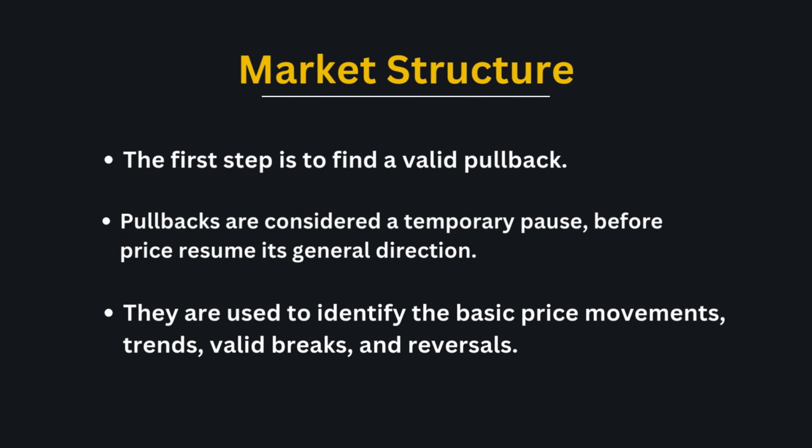The first step in analyzing the market structure is to find a valid pullback, as pullbacks are considered a temporary pause before price resumes its general direction, and they are used to identify the basic price movements, trends, valid breaks, and valid reversals. So, how do we identify a valid pullback? The pullback is a candlestick-based concept.